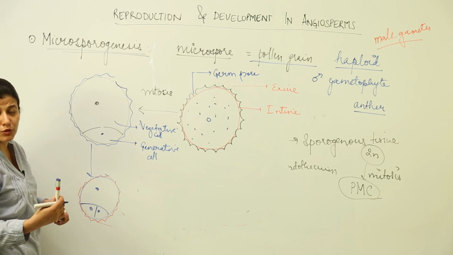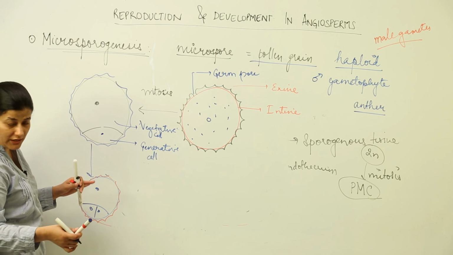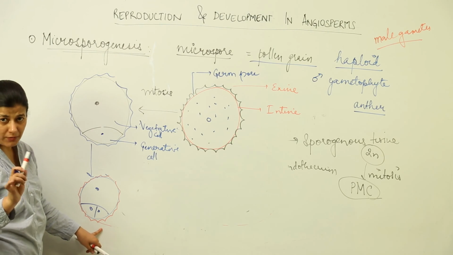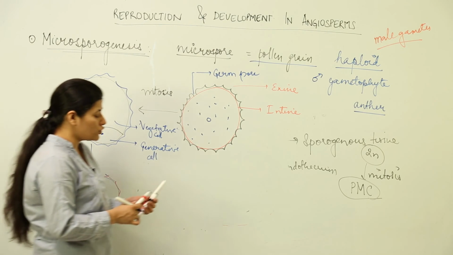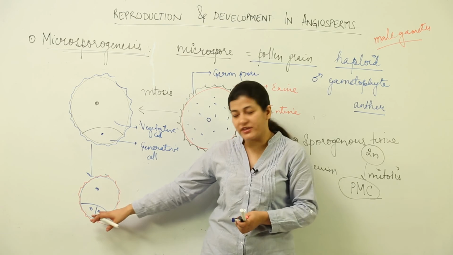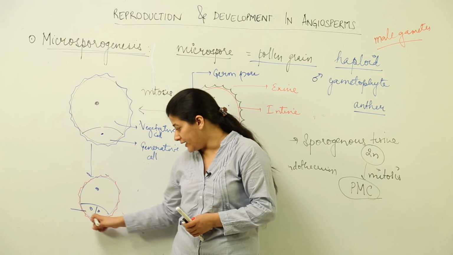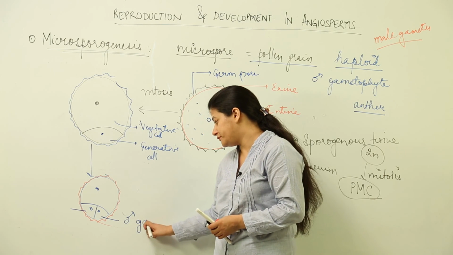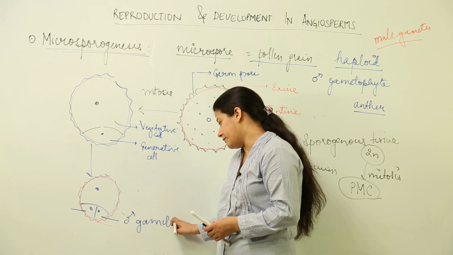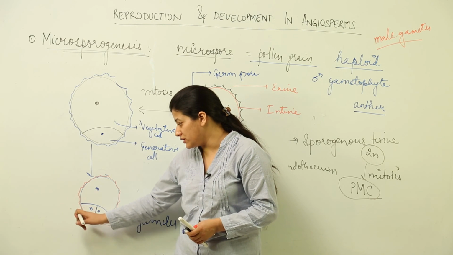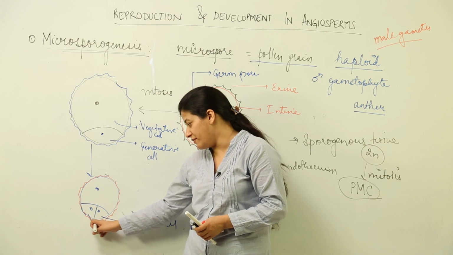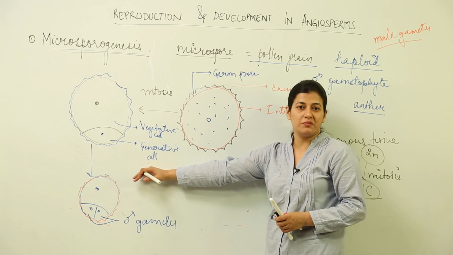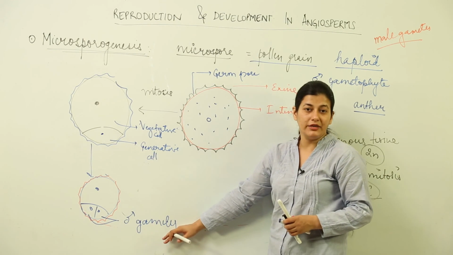If you can just calculate what we are dealing with. We had one microspore mother cell that gave rise to four pollen grains. Those pollen grains are going to give rise to two male gametes per pollen grain. Now, these two male gametes which are formed from the generative cell, this is one and this is one. So, these are male gametes, both of them.